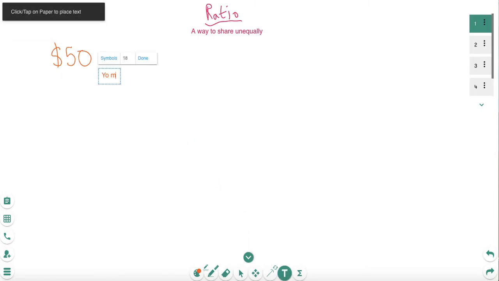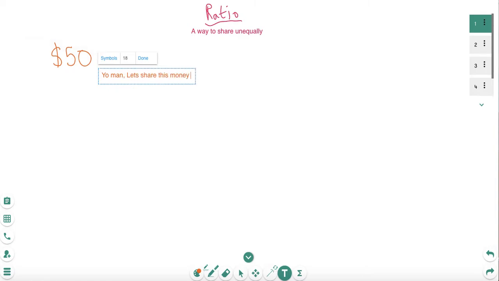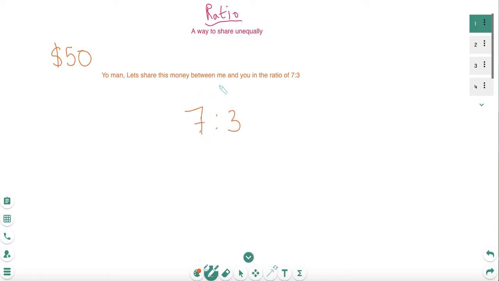So instead of dividing the money by two, I'll propose to my brother, yo man, let's share this money between me and you in the ratio of 7-3. So this is our ratio, 7-3. And since in the sentence I said me and you, I'm the first person and my brother is the second person. So what does a ratio of 7-3 mean?